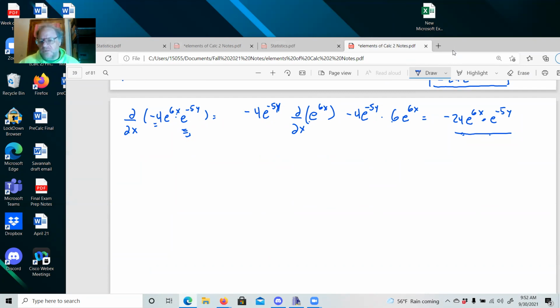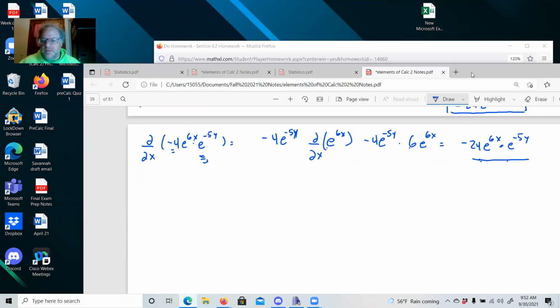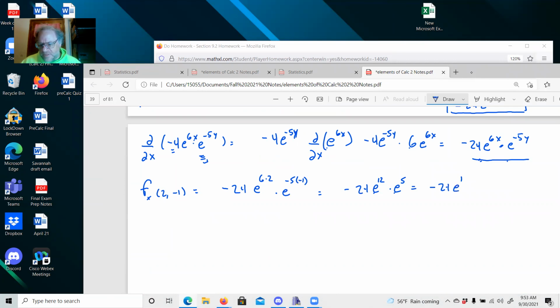Okay. We also want to evaluate it at (2, -1). So what is f_x of (2, -1)? That's going to be negative 24 e to the 6 times 2, times e to the negative 5 times -1. Okay, so that's negative 24 e to the 12 times e to the 5. When the bases are the same, what do we do with the exponents? We add the exponents. It's negative 24 e to the 17th. Looks like a delightful number.